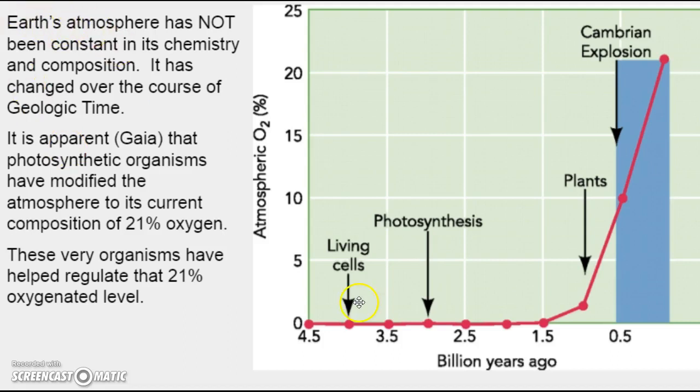So let's just look at this graph here. Earth's atmosphere has not been constant in its chemistry and composition. It has changed over the course of geologic time. It is apparent, according to the concept of Gaia, that photosynthetic organisms have modified the atmosphere to its current composition of 21% oxygen. These very organisms have helped regulate the 21% oxygen level. So let's look at this picture a little further. Let's go back in time.